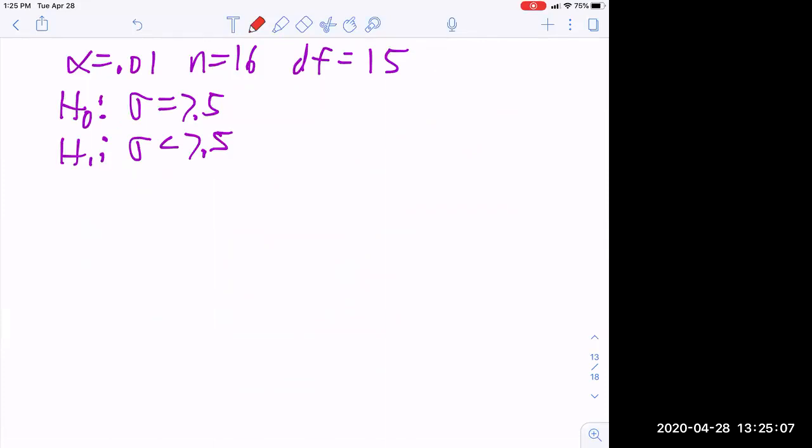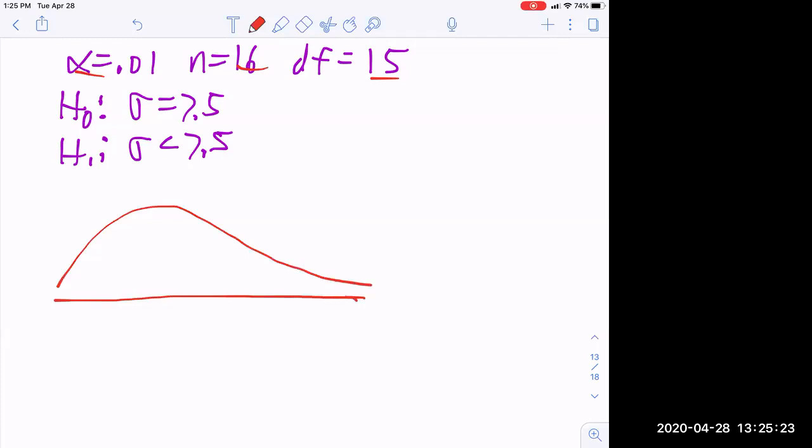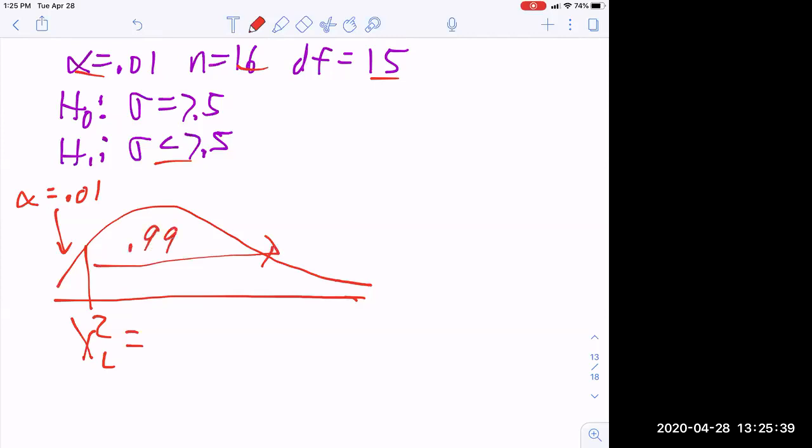Okay, so here's where we stand. I have my level of significance. I know n, I know degrees of freedom, I have my hypotheses. So what I need is my diagram to finish my analysis. It's left tail test. I need a chi-squared left, area in one tail, so alpha is 0.01. I think a chi-squared, I want the area to the right, which is 0.99.